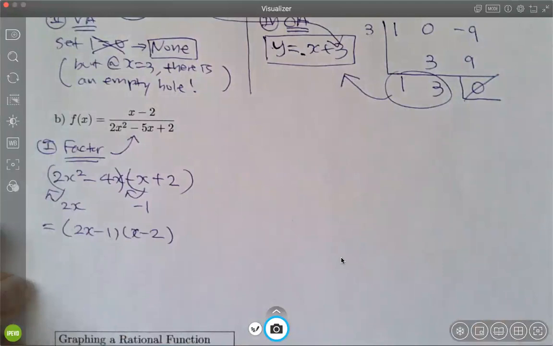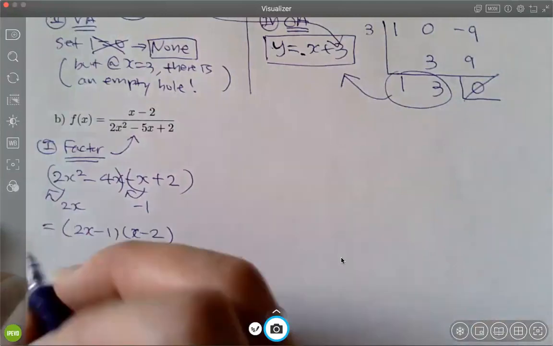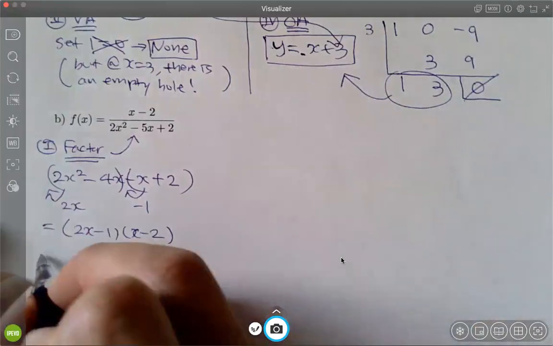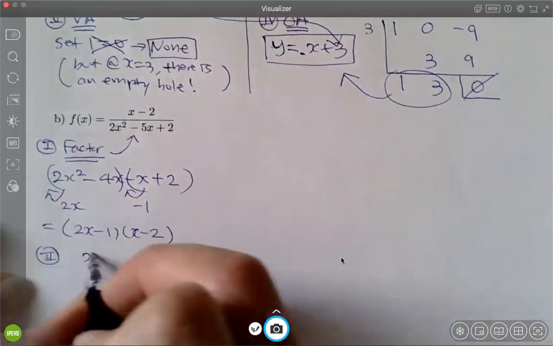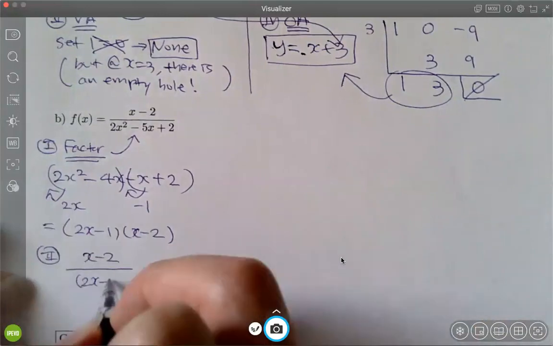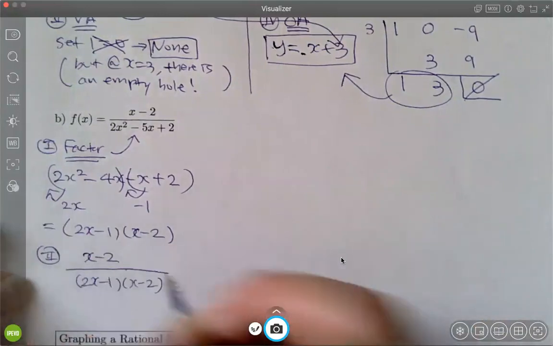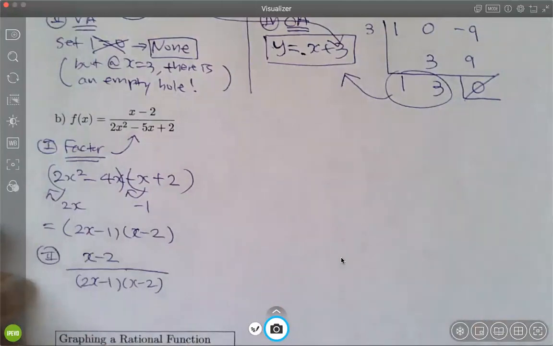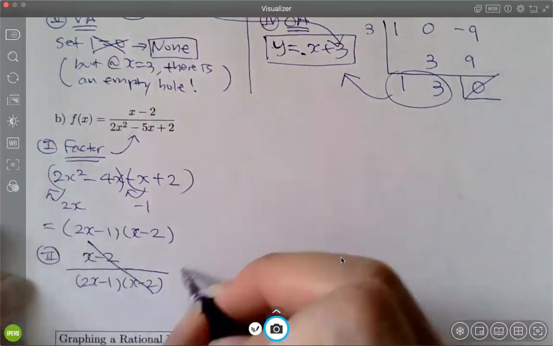Okay, so you have x minus 2 over 2x minus 1 times x minus 2. Is there any common factor? Yeah, x minus 2, right? So cancel it. And what do you have now? 1 over 2x minus 1, right?